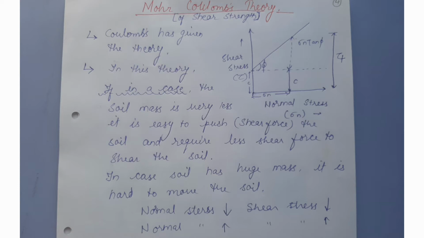But if there is a huge mass of soil, it is very hard to move the soil. It will require much more shear force to push or shear the soil. For example, if it is 100 kg of soil, or even more, it is very difficult to shear the soil from that place, as it was easier in the previous case. So we can conclude that if the normal stress is less, the shear stress required will also be less. But if the normal stress is high, we will require higher shear stress to move the soil.